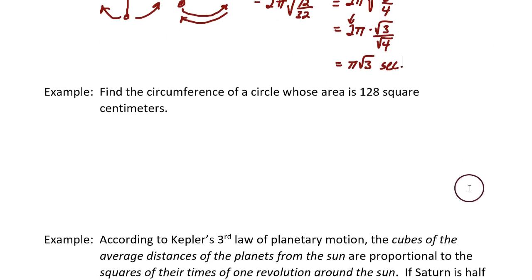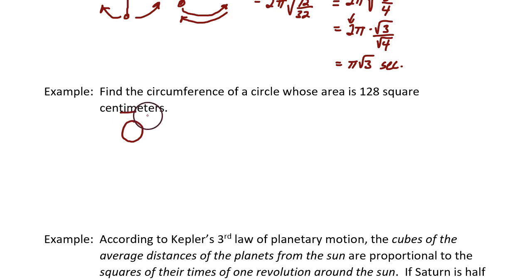Next example, find the circumference of a circle whose area is 128 square centimeters. The circumference of a circle is the distance around the outside of the circle. In this case, that would be measured in centimeters. The area of the circle is the amount of space inside the circle, which is measured in square centimeters.